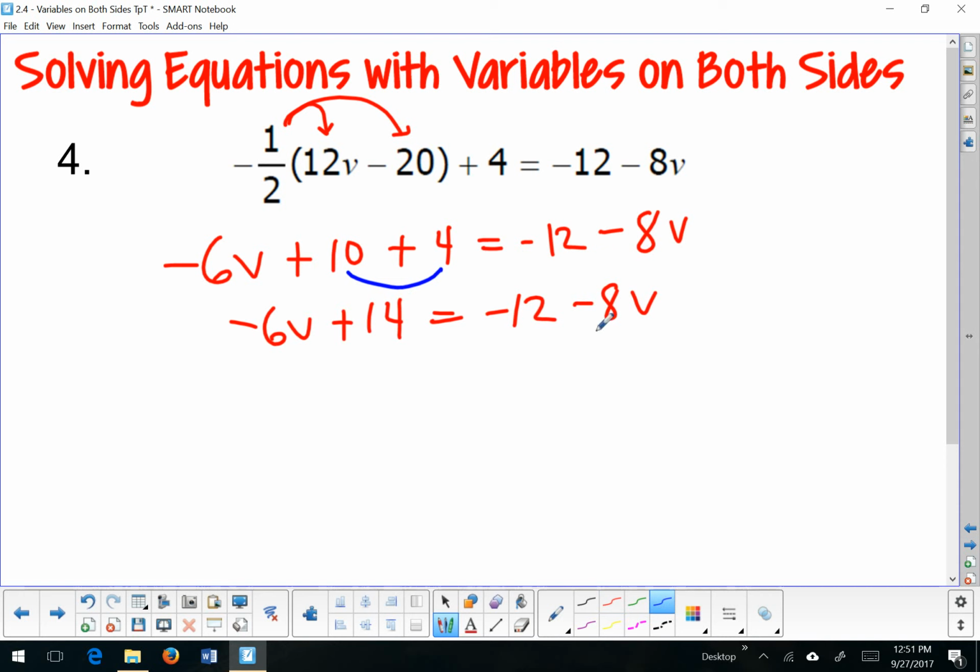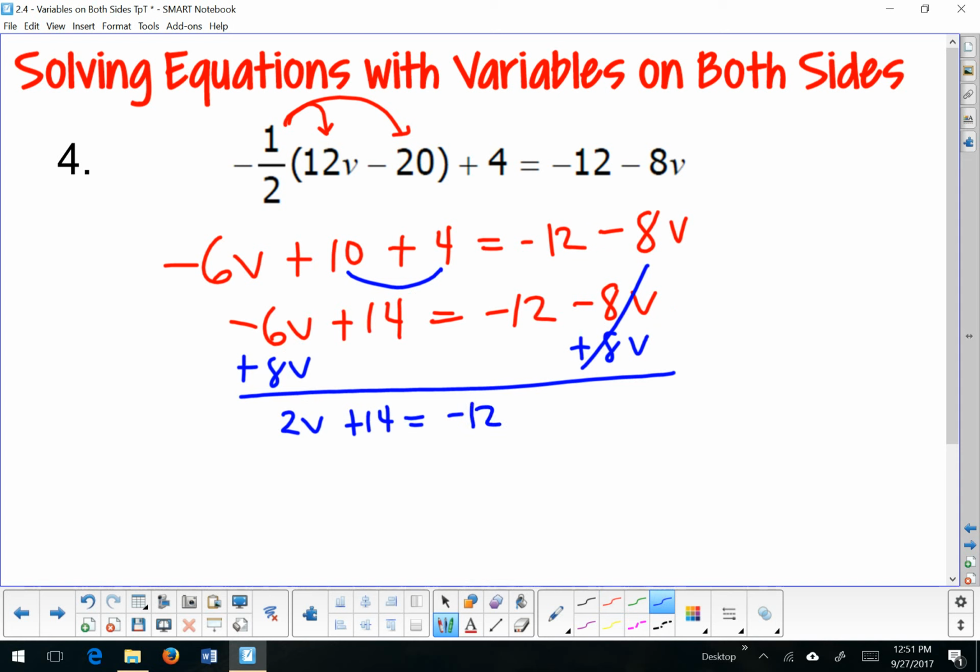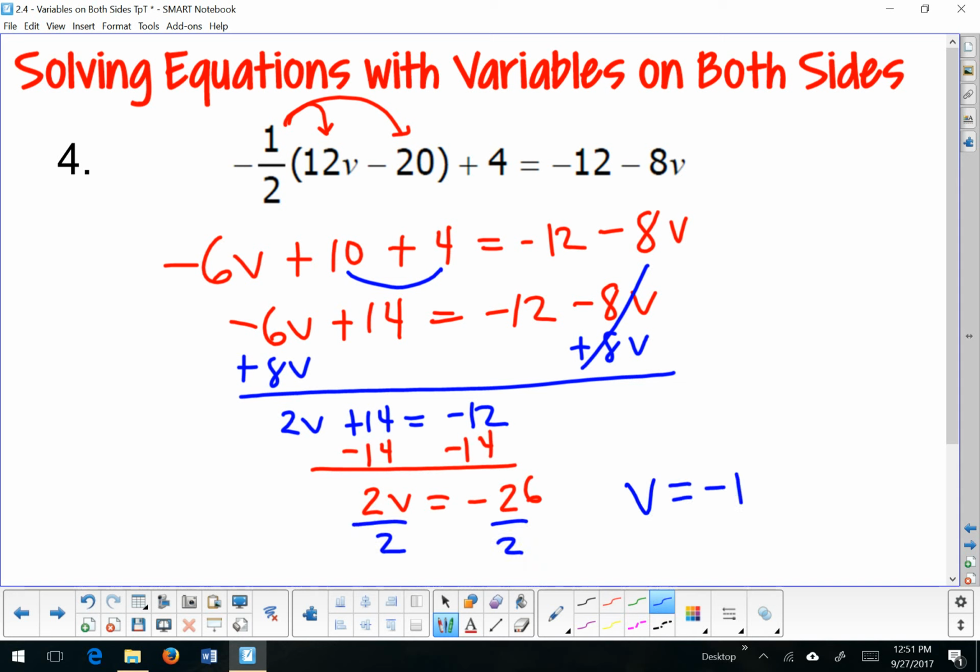I'm going to choose to start with this 8v because it's a smaller value. I'm going to add 8v to both sides. Gives me 2v plus 14 equals negative 12. And then I'm going to subtract 14 from both sides. And I'm going to get 2v is equal to negative 26. Divide both sides by my coefficient and get my final answer.